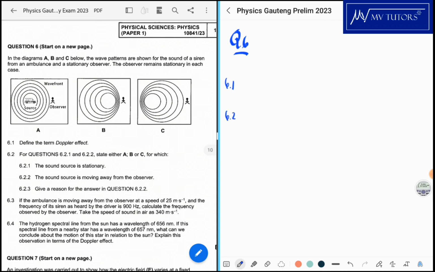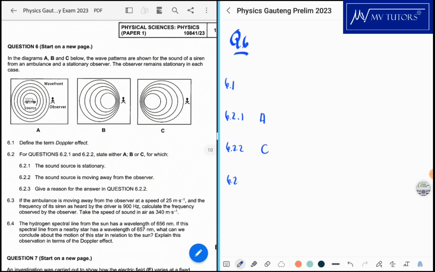Now 6.2. For questions 6.2.1 and 6.2.2, state either A, B, or C. For 6.2.1, for which the sound source is stationary, we did discuss it, so it's A. And 6.2.2, the sound source is moving away from the observer, so that is C.